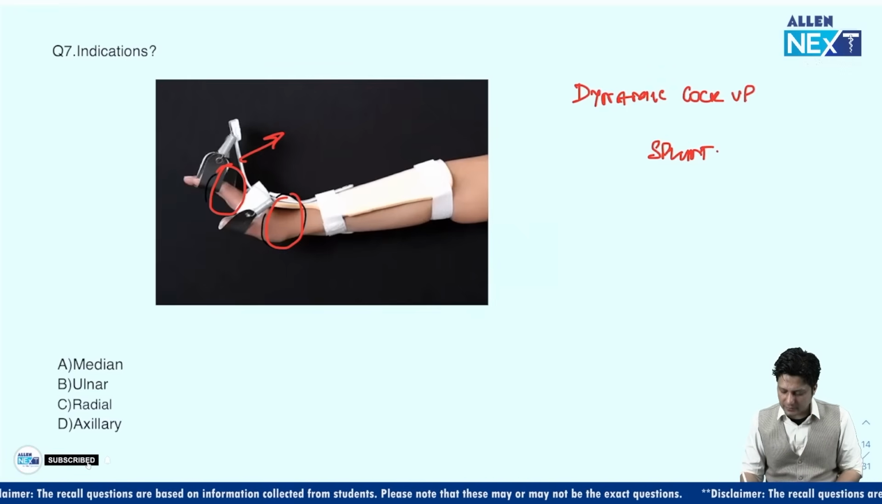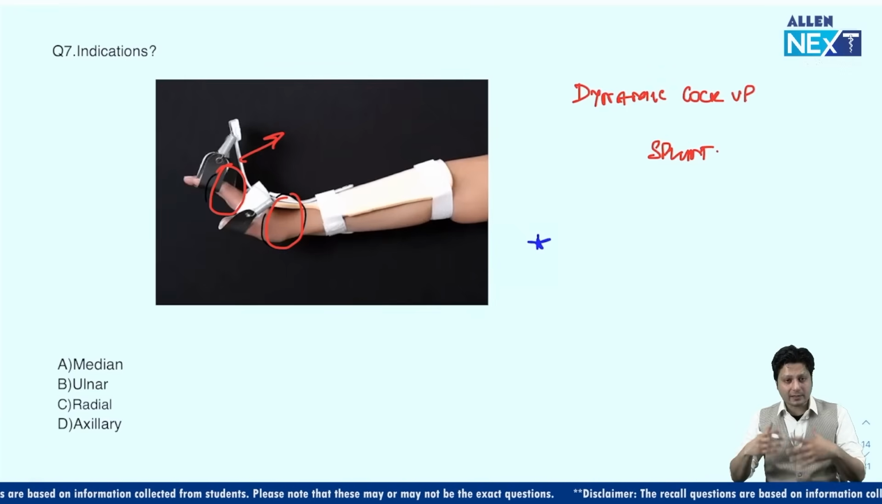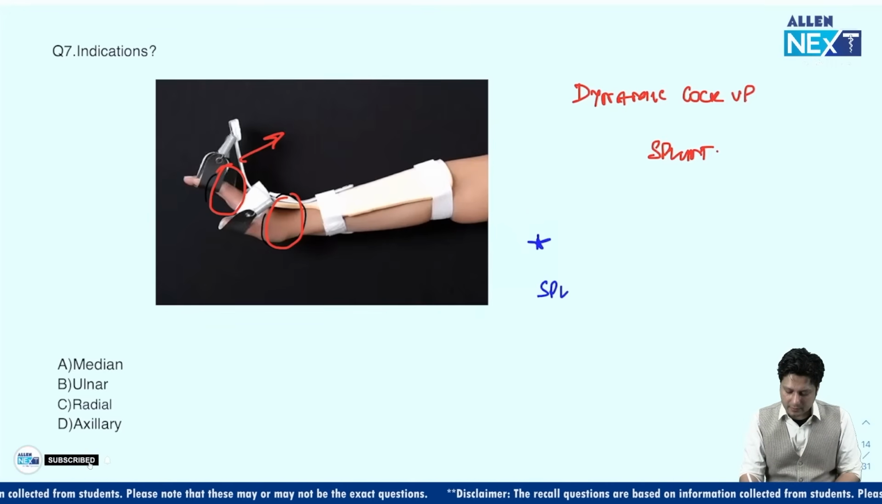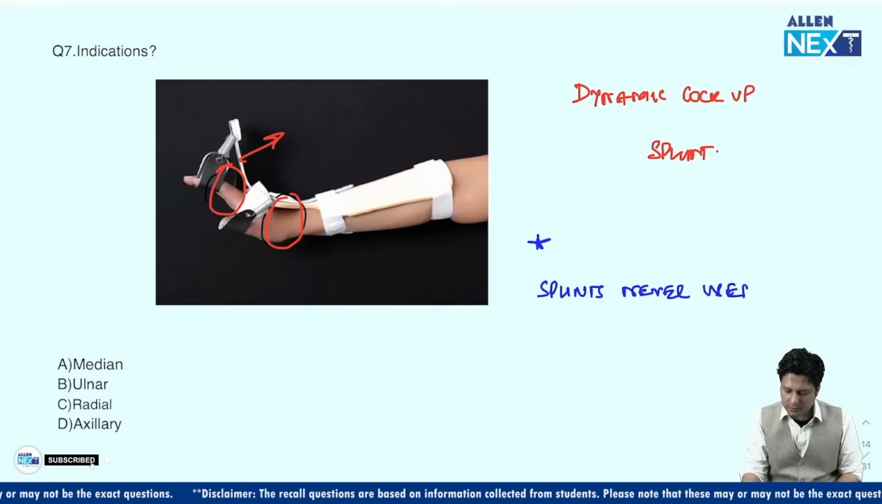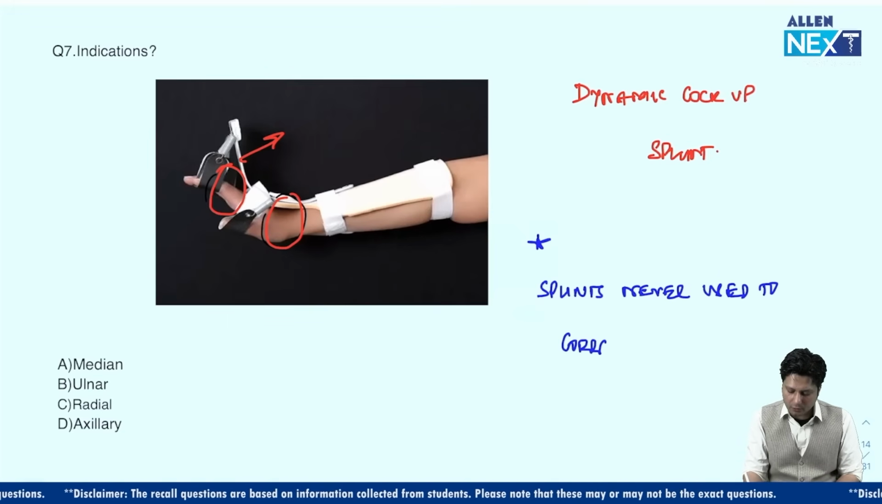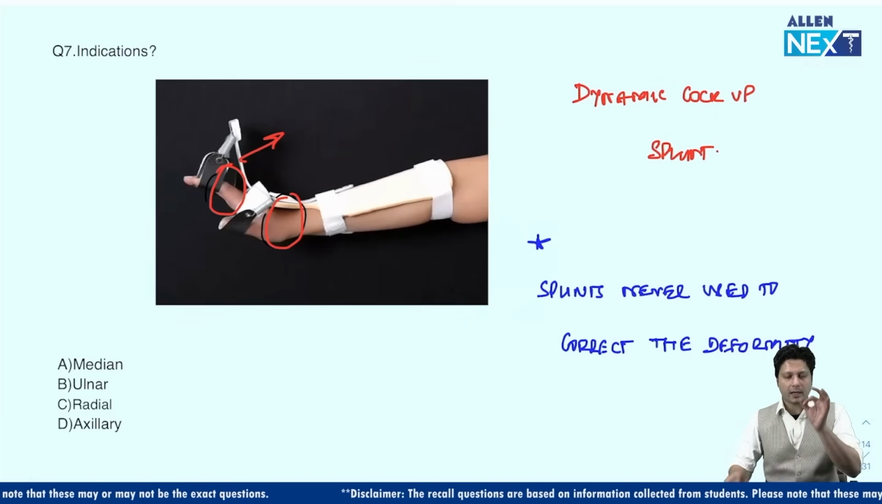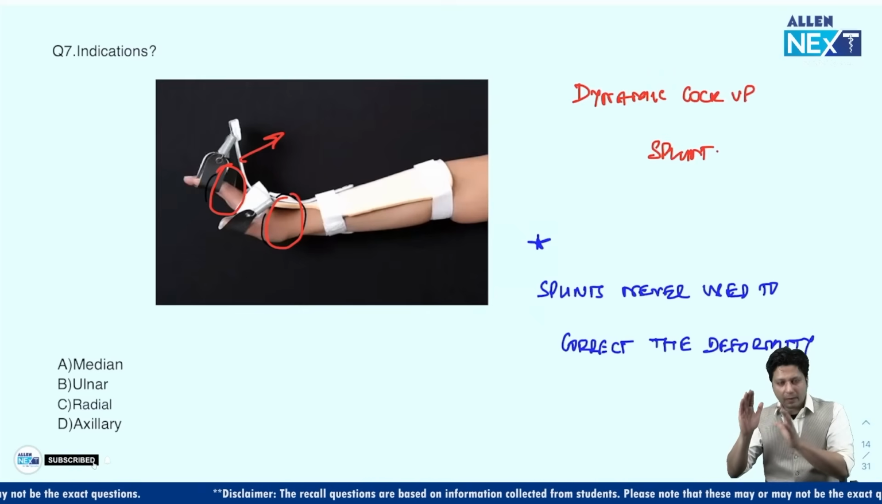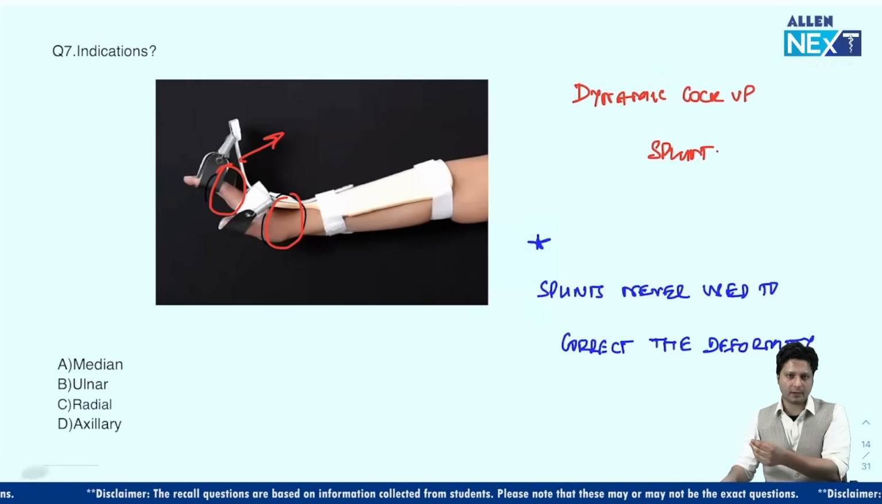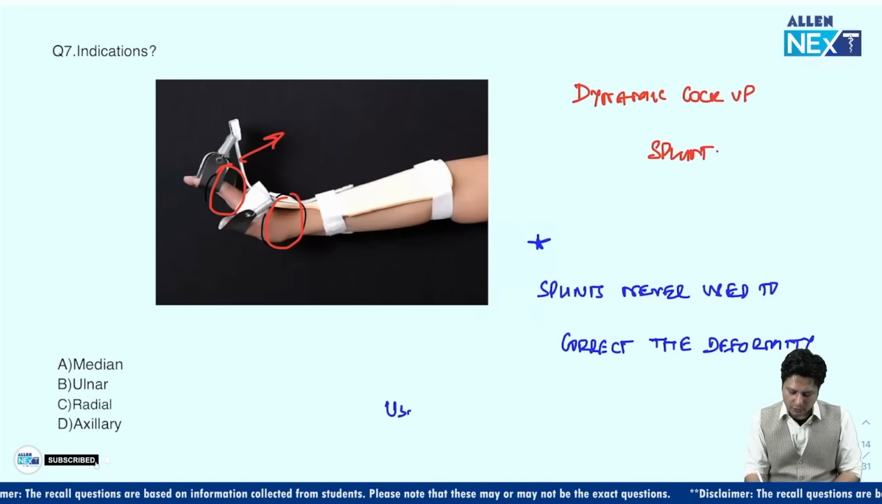One more thing which is extremely important that you should know as a generalized concept: splints are never used to correct the deformity. When we apply the splint, we are never using it to correct the deformity. It's not like the nerve will start functioning normally when the splint is applied. Splints are generally applied to prevent the abnormality from becoming permanent. All right. So what is the use of a splint? It is to prevent the persistent deformity, or to prevent the permanent deformity.